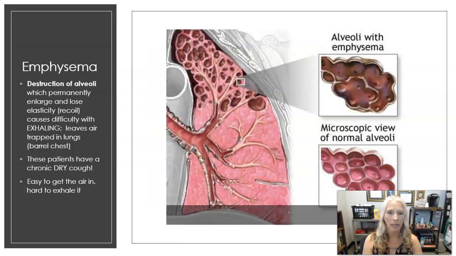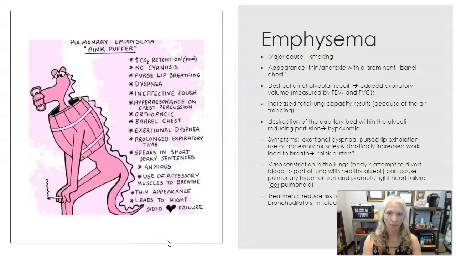Emphysema is the next disease we'll be talking about. Emphysema is permanent loss of elastic recoil due to the destruction of the alveolar sacs. You can see here the alveoli get really dilated. That traps air within the lungs and it makes the lungs larger in volume. These patients don't have a lot of thick sticky mucus. They have a dry cough. They don't have any problem getting air in. They have trouble getting air out because air has been trapped in the lungs.